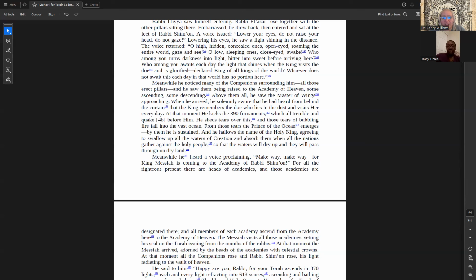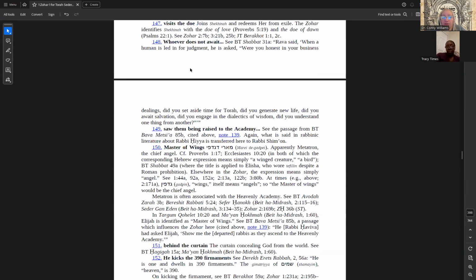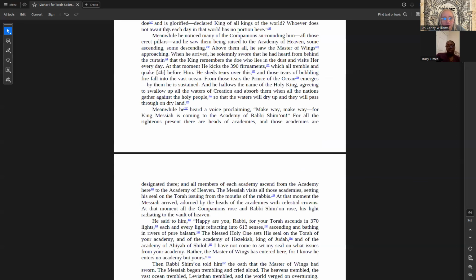Who among you awaits each day the light that shines when the king visits the doe, joins Shekhinah, and redeems her from exile. The Zohar identifies Shekhinah with the doe of love, according to Proverbs 5:19, and the doe of dawn in Psalms 22. Poor Shekhinah, she's here with us, but obviously she likes it because she's still here. I'm sure if she said, hey, I want to come home, that would be granted to her.